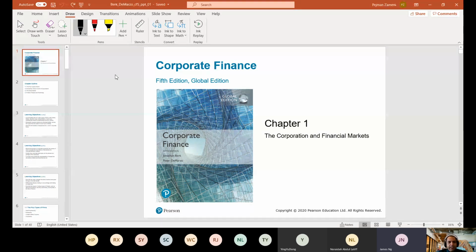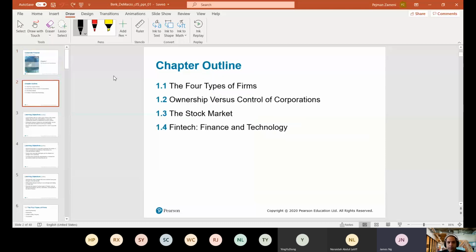Okay. Guys, shall we start? Today we're going to do our best to cover 2 lectures. Hopefully we can finish it on time. We're going to go through chapter 1, the corporation and financial markets. Majority of it you're familiar with, but we need to go through all these chapters. If there is any question, please ask me. Just raise your hand or turn on your mic and ask me the question.